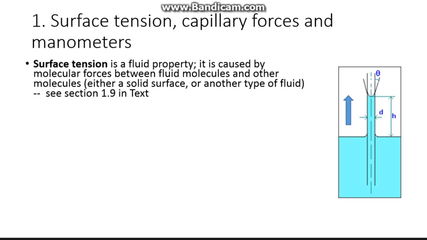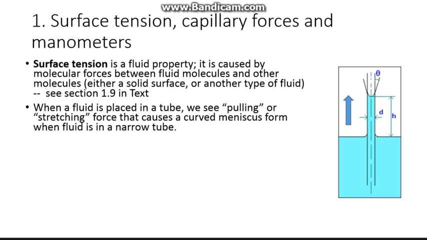Surface tension is a result of molecular forces between the fluid molecules and other molecules, either a solid surface or in some cases other fluids if you have a fluid-fluid interface. But here it would be the solid surface, the glass tube, that's drawing the fluid up there. So we have this sort of pulling or stretching force that's caused a meniscus to form when the fluid is in the narrow tube.